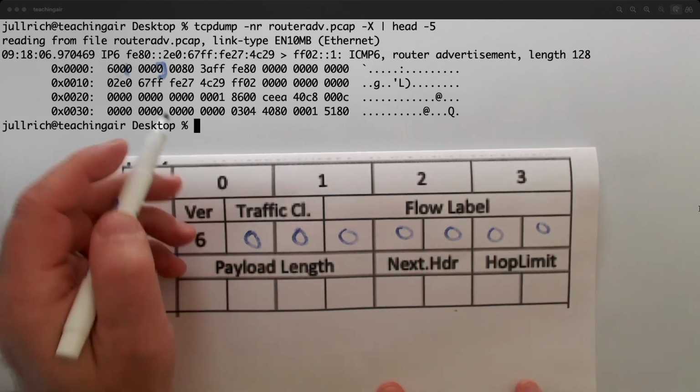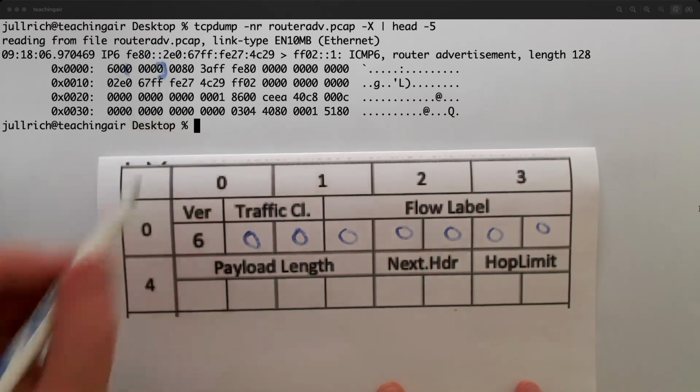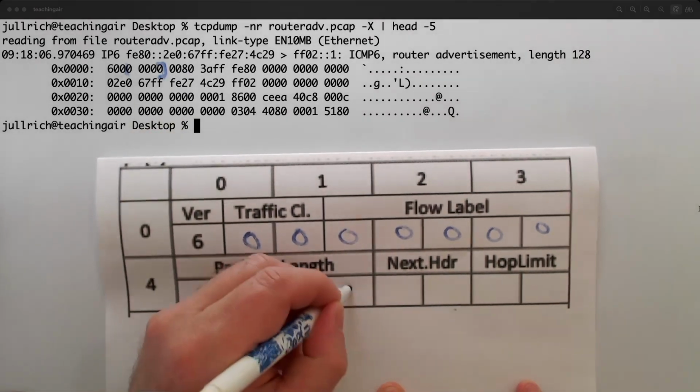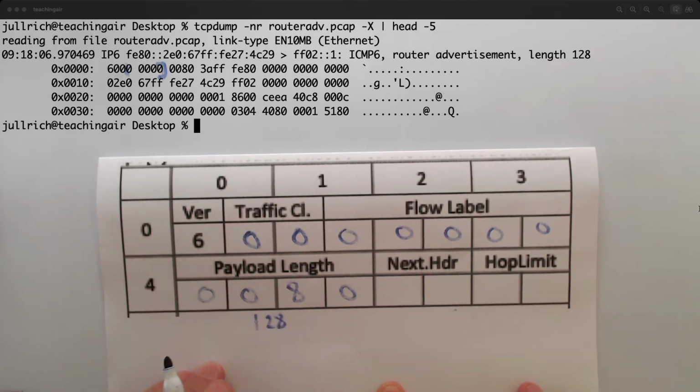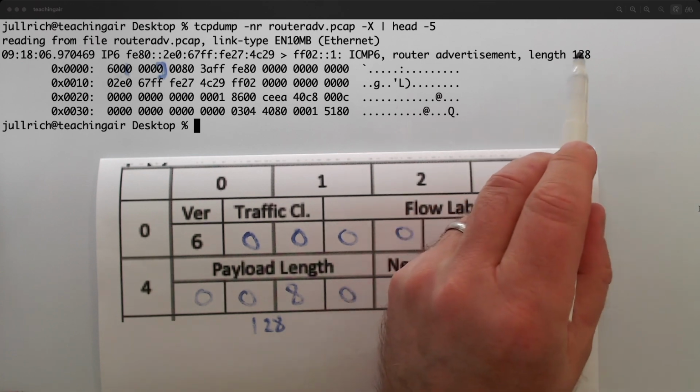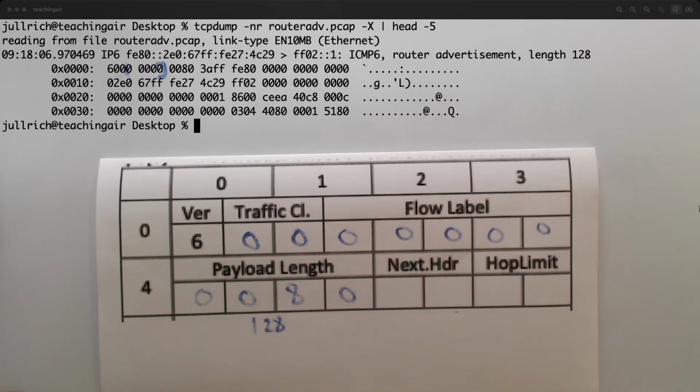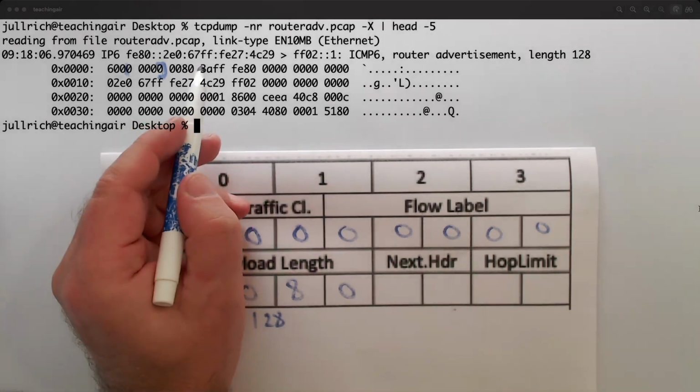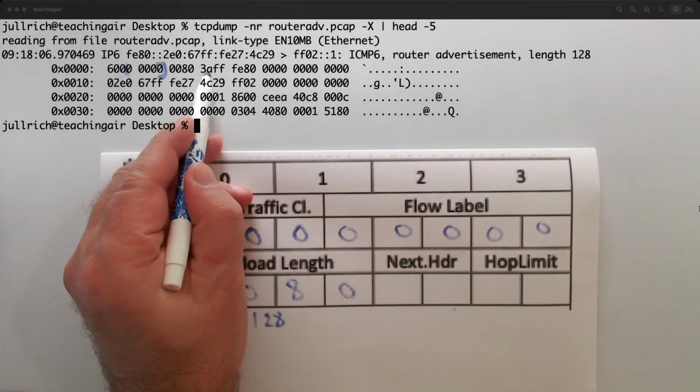Then we have our payload length. That's now 0080, so that's 128. Subtle difference here from IPv4. In IPv4, this was the datagram length. It included the IP header. In IPv6, this does not include the IP header. So it's anything beyond the IP header. And of course, you also see this then here in the tcpdump output. Next, we do have our next header, 3A.